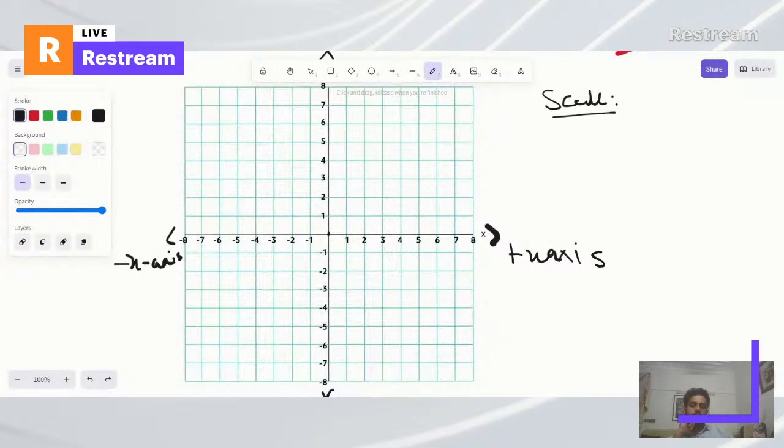So we say that 1 centimeter equals 1 unit, because let's say that this is 1 centimeter, so it's representing one unit on the graph as well. So that is why we say 1 centimeter equals 1 unit on both axes, right? So what do I mean by that?